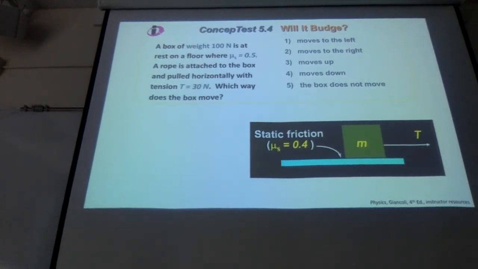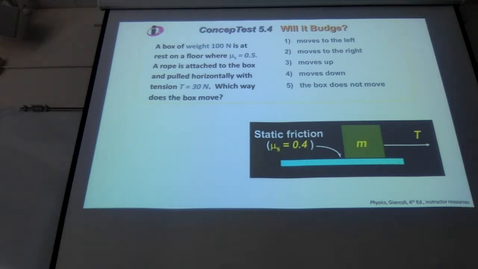Let's do this one before I jump over to Newton's third law. A box of weight 100 newtons, so they've told us the gravitational force, not the mass, is at rest on a floor with static coefficient of friction 0.5. A rope is attached, pulled horizontally with a certain tension. Which way does the box move?